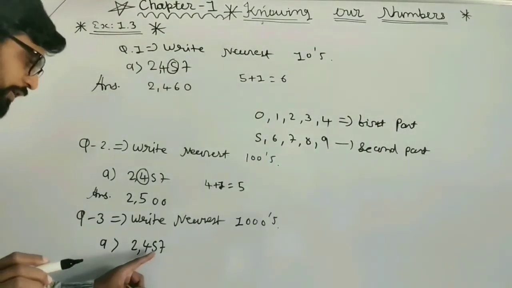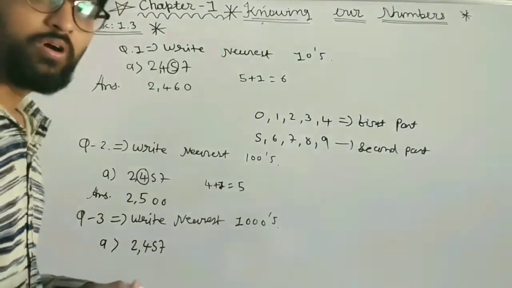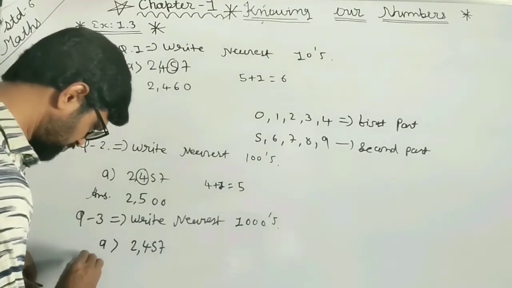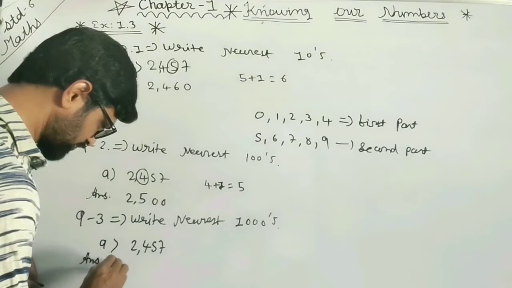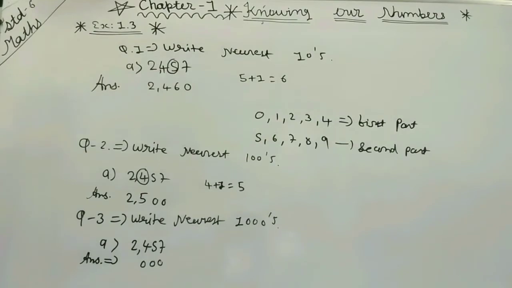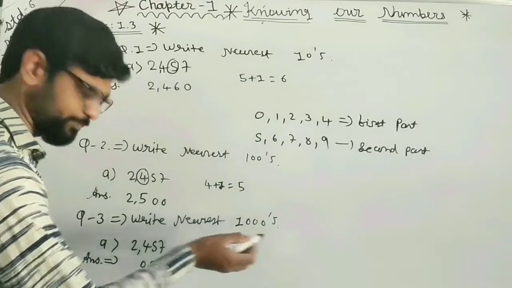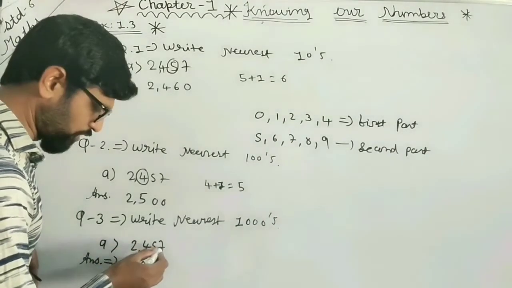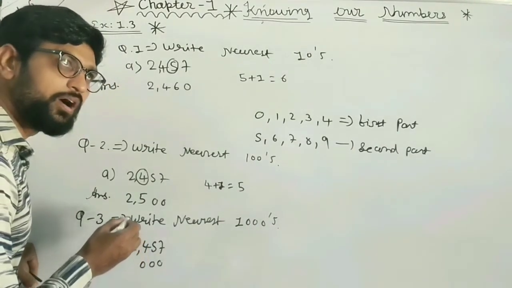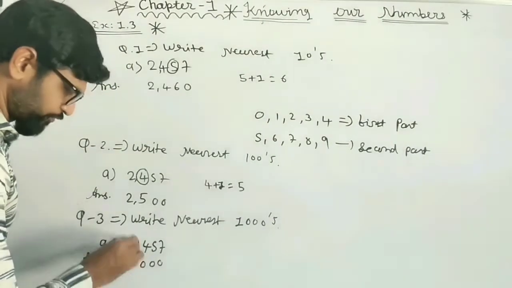Now 2457. Nearest 1000 means we have to put how many zeros? 3 zeros. So your answer with 3 zeros, 1, 2 and 3. Is that clear to everyone? Now, nearest 1000 means the place values: ones, tens, 100 and 1000. Here 2 is at the 1000 place. So here we have to take care of 2.